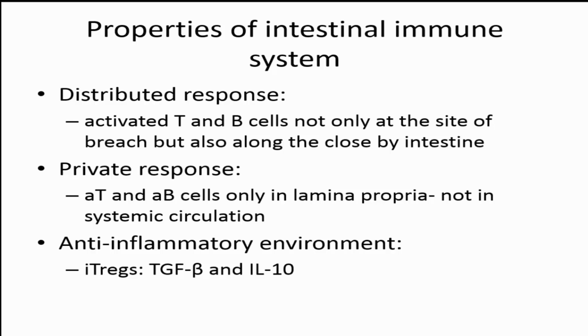the wider range of the intestine. However, it doesn't go into the systemic circulation. So those activated T and B cells are still going to come back to the intestine rather than go to the kidney or somewhere else. And then the anti-inflammatory environment is made sure by the TGF beta and IL-10 that's produced by the Tregs that are inducible in the intestine.